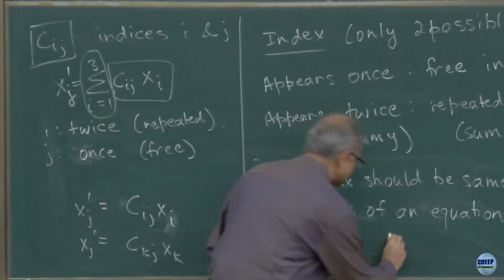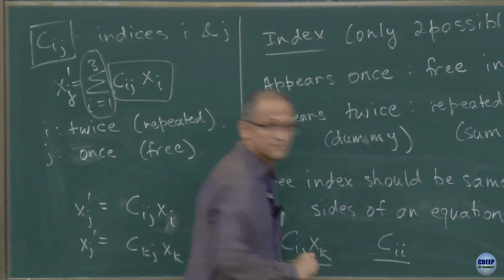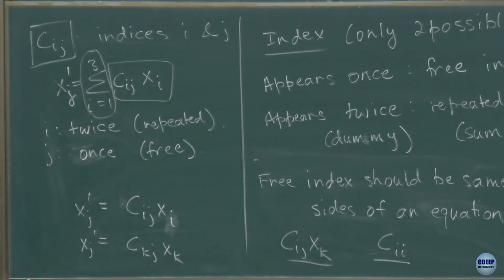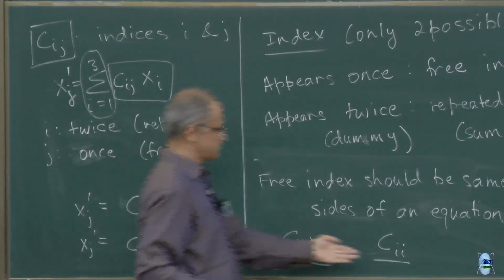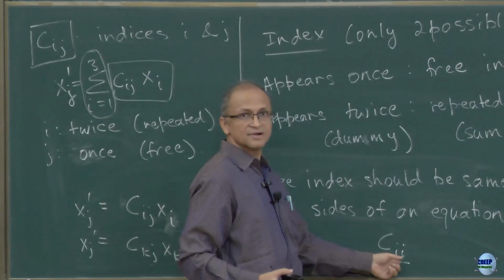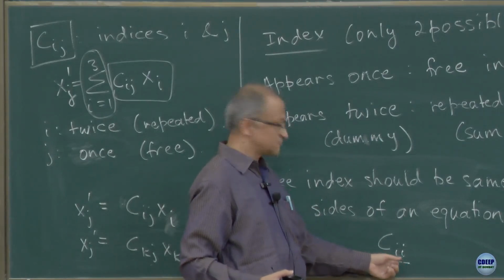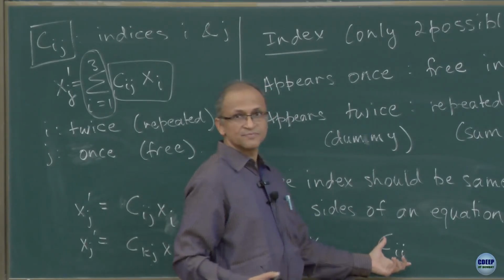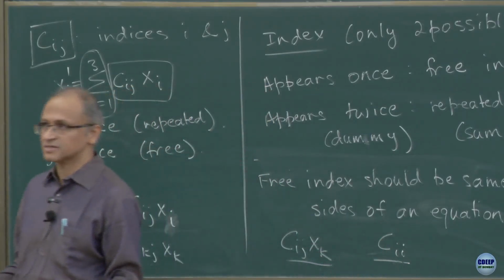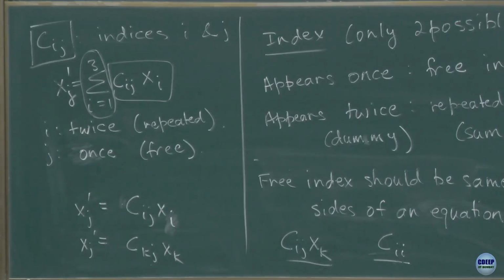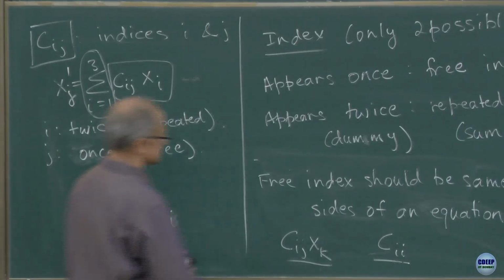Now if I look at Cii, what is this? How many free indices? There are no free indices here. i and i are a repeated index. Free indices is 0. So what is it? A scalar. This is a scalar. Understood? Fine. I hope this is clear now.